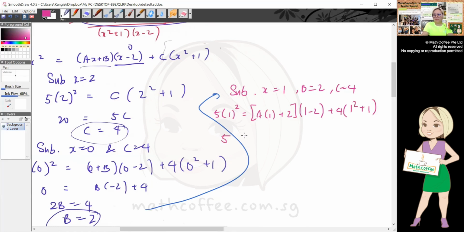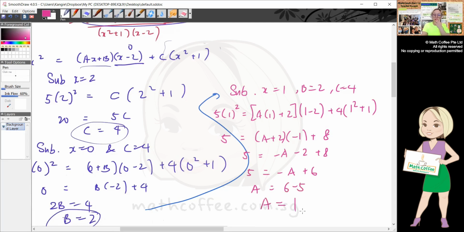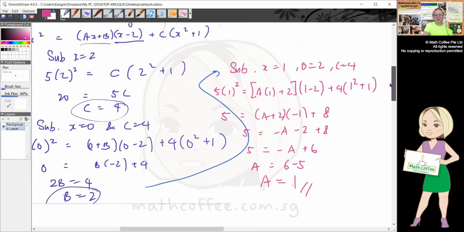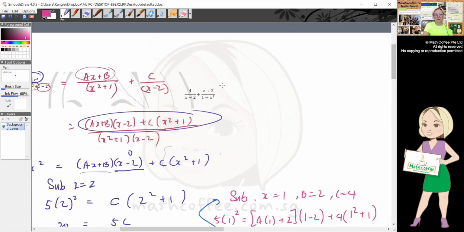So I end up having 5 equals a plus 2, and this one is negative 1, and this will be equal to 8. So I have 5 equals negative a minus 2 plus 8. So I have minus a plus 6 and 5. So bring a, this one bring over, becomes 6 minus 5. So my a is equal to 1. So now I have my a, my b, and my c. Okay, so when we have done that, then we see that's the answer.